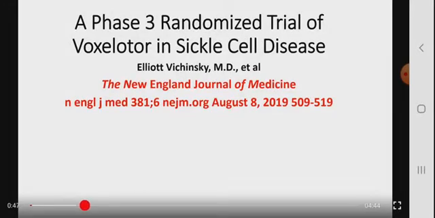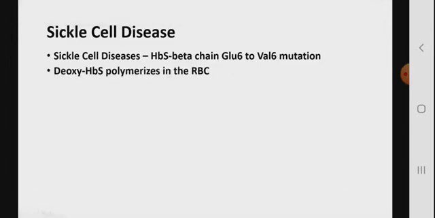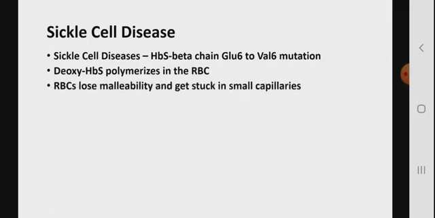The August 8th issue of the New England Journal related to valine, and that mutation results in deoxyhemoglobin S polymerizing inside the red blood cells, and this distorts the red blood cells and causes them to lose their malleability. Normally, red blood cells are very malleable and go through very small capillaries, but when this happens, they sickle, and that's why it's called sickle cell disease.